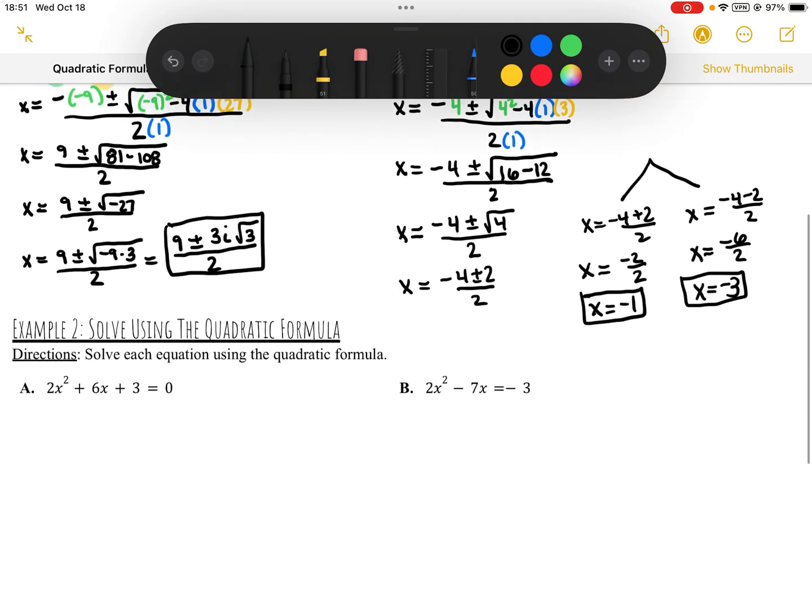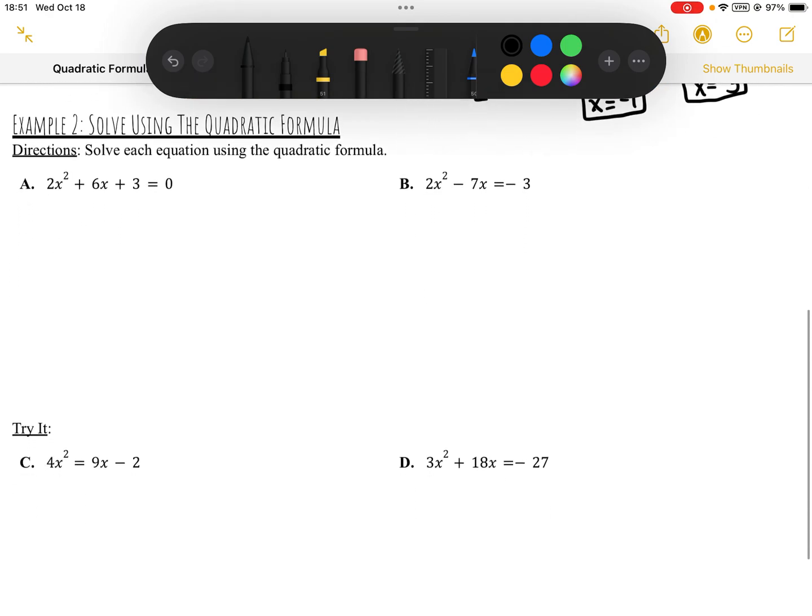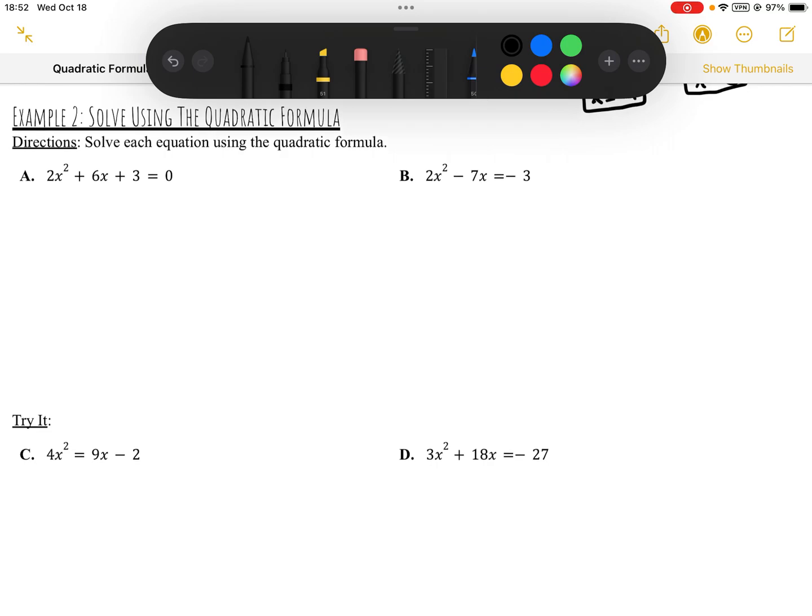So now we're going to look at example 2. We're going to continue solving using the quadratic formula. Remember, my equation needs to be in standard form first. So if it isn't in standard form, I need to rewrite it in standard form before I identify A, B, and C. So for this one, I have 2x squared plus 6x plus 3 equals 0. It's in standard form. So I'm going to identify my A, B, and C. So A equals 2. B is 6. And then C is 3.